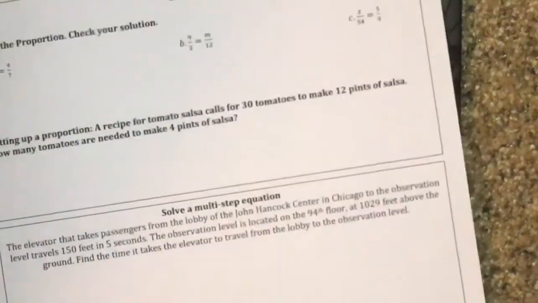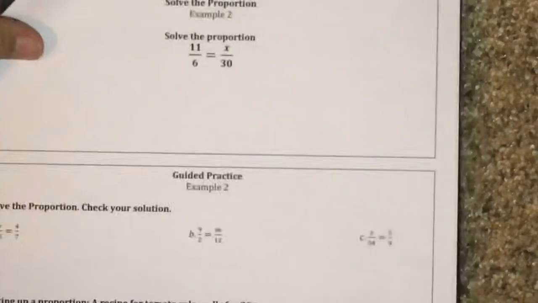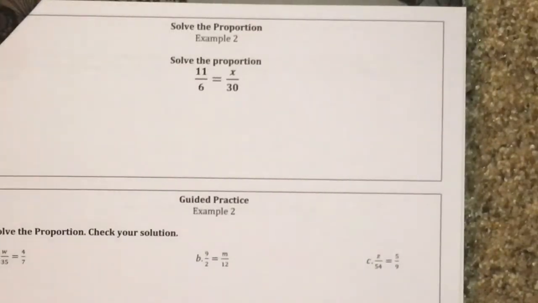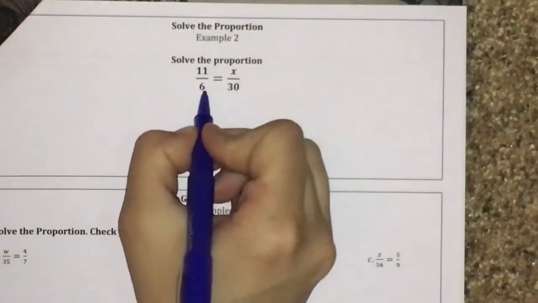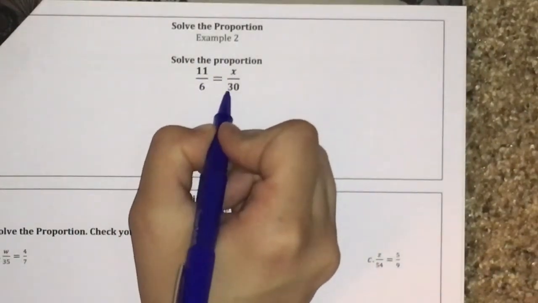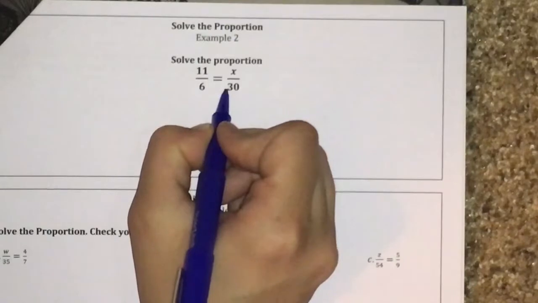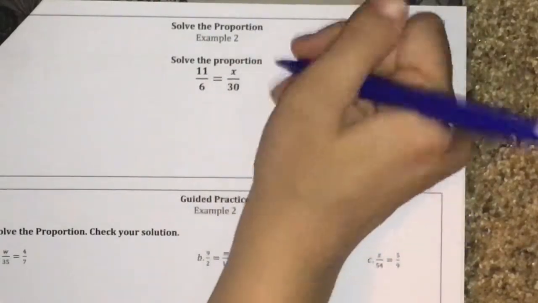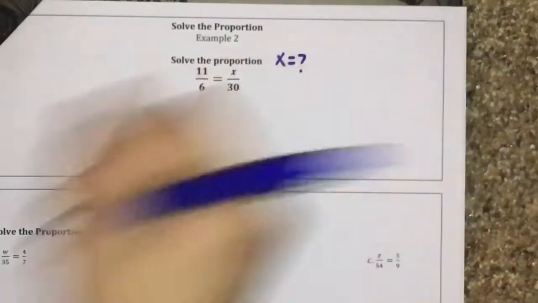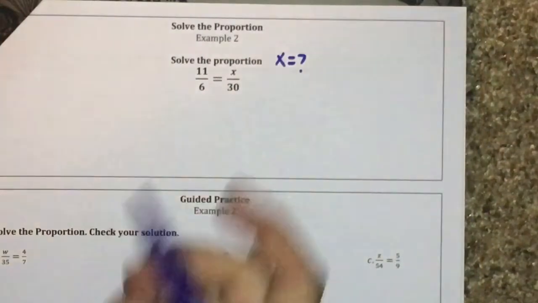We're going to go ahead and flip to proportions. When you are solving proportions, example 2 says solve the proportion: 11 over 6 equals x over 30. Well, we want to know what x equals. We do not know what it equals at this point. Well, we can figure it out.